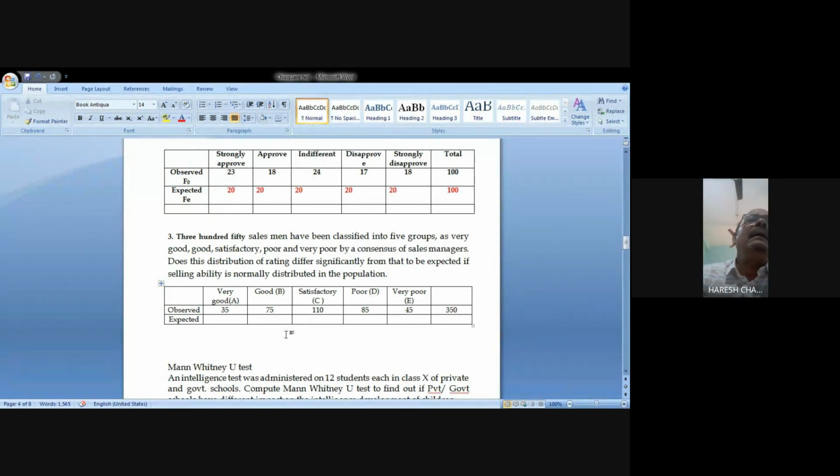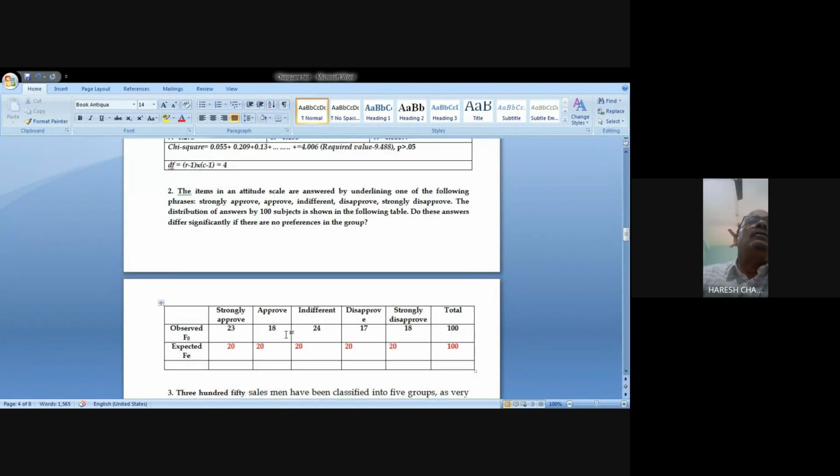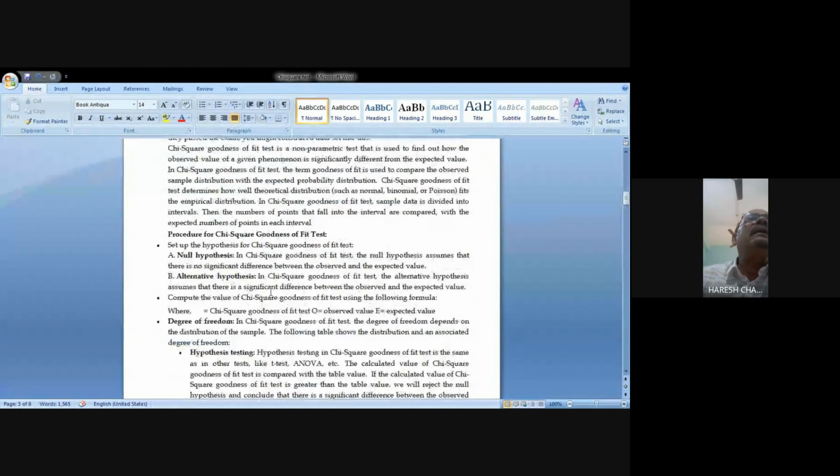We have completed chi-square test computation. Now about the theoretical things of chi-square test.